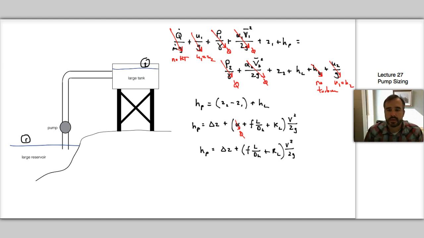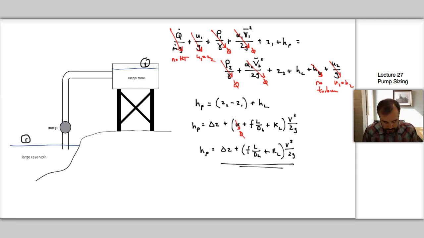Okay, and so this is the requirement for the pump, that we need to have that much pressure head in order to get the water from one place to another. The next consideration is the flow rate. So if we think about it, when we're doing design, we often want to have a particular flow rate.